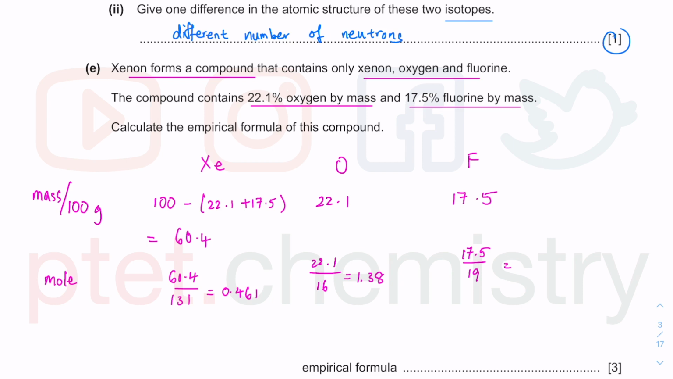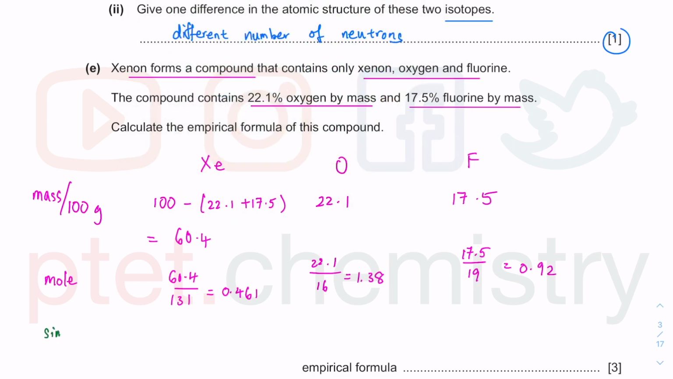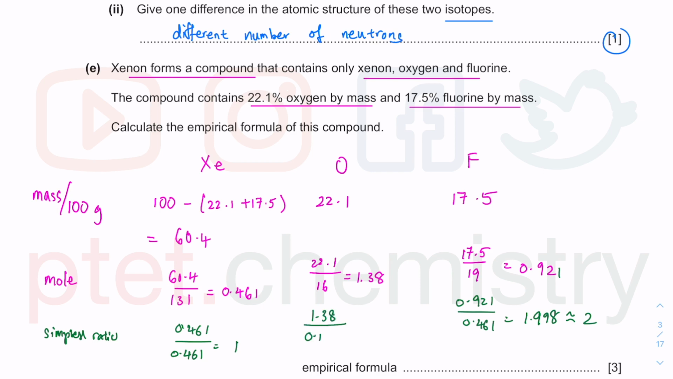17.5 divided by 19, that gives me 0.92. All right, so at this stage I want the simplest ratio, so I divide by the smallest number. The smallest number there is 0.461, so it's just 1. By right I should put down 0.921, but anyway, it doesn't matter that much. So what do I have here? 0.921 divided by 0.461, I get 1.998, which is roughly 2. 1.38 divided by 0.461, I get 2.99, which is roughly 3.